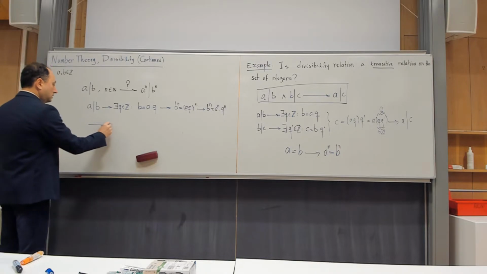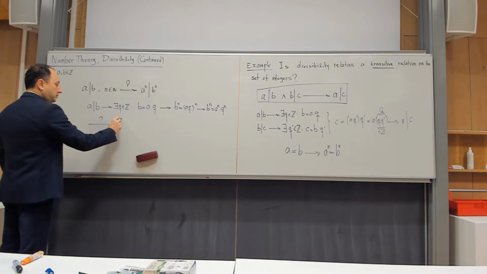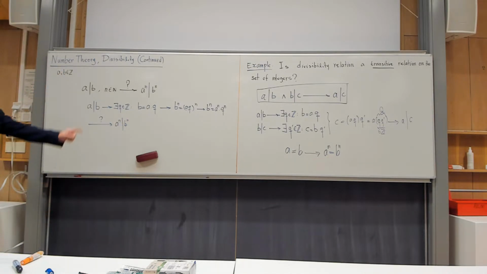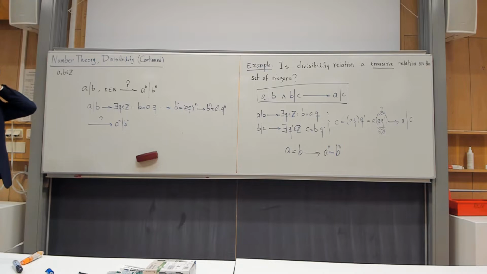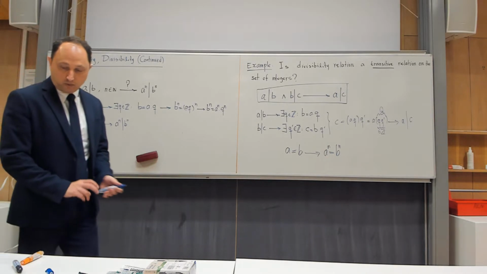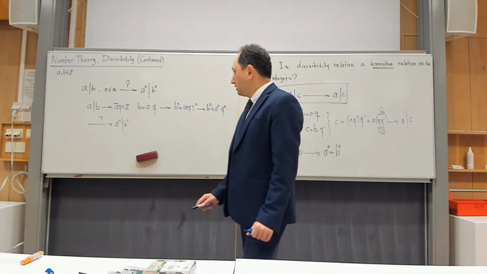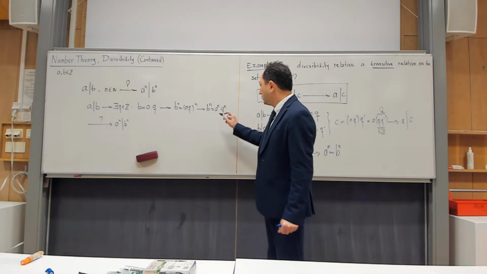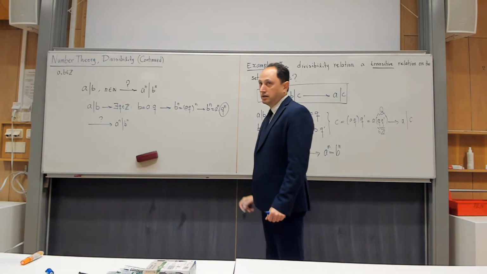But do you think that I can conclude that A^n divides B^n? Can I conclude this from here? Yes or no? Just be quick. Yeah, the answer is yes. Why? If I insist on asking you why, how do you answer? To come to this, you need to make sure of one thing. What is that one thing? You need to make sure this is an integer.